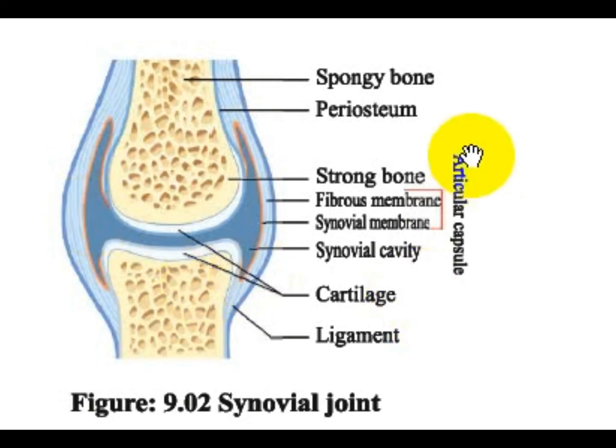Articular cartilage. The bones of a synovial joint are covered by this layer of hyaline cartilage that lines the epiphysis, the joint end of the bone, with a smooth slippery surface that does not bind them together. Articular cartilage functions to absorb shocks and reduce friction during movement.